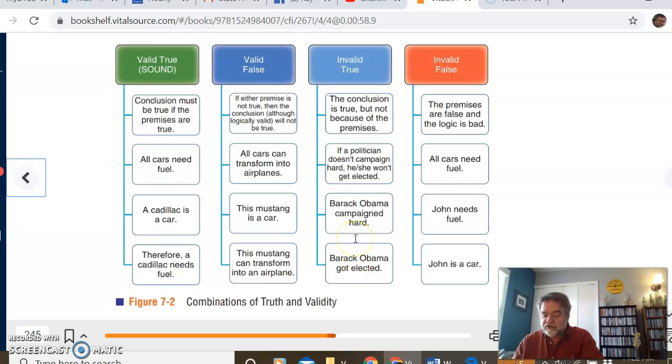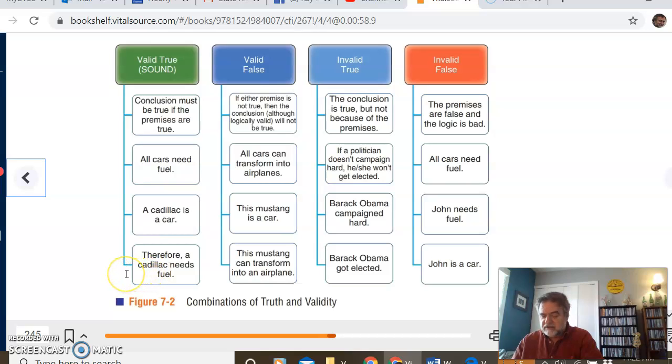5, when the conclusion is true, the argument must be sound. That's false for the same reason. This is not a sound argument because it's not valid, even though it happens to be true. 6, when the premises of an argument are true, the conclusion is always true as well. That's false. 7, if a deductive argument is sound, the conclusion must be true. Again, this is what you want right here in this column.